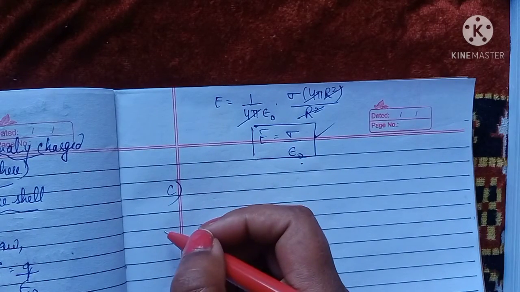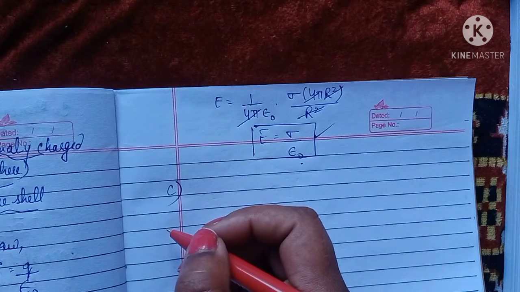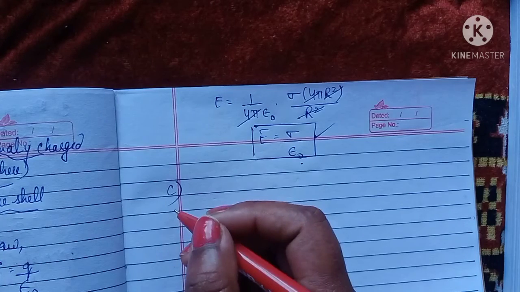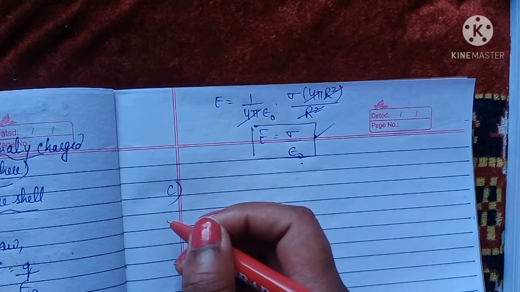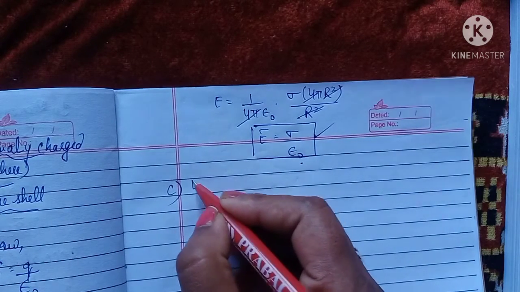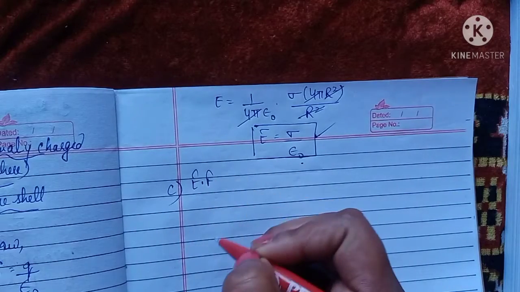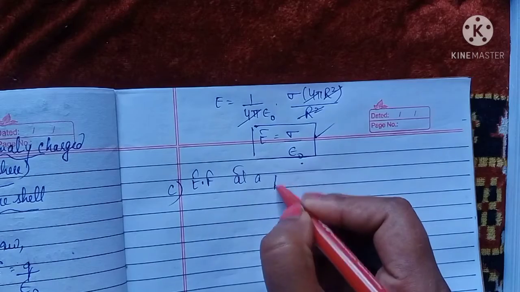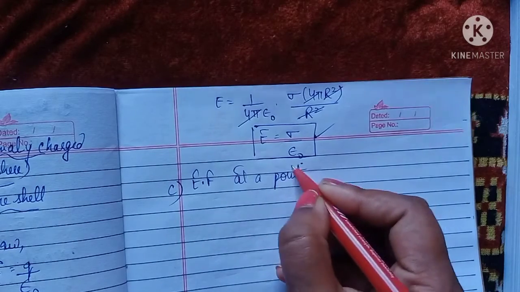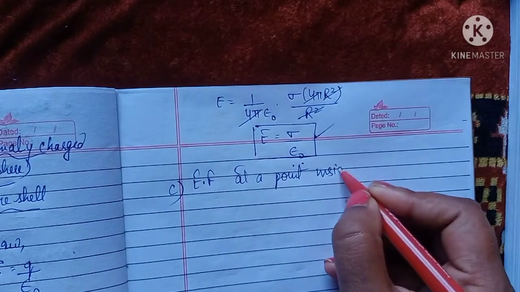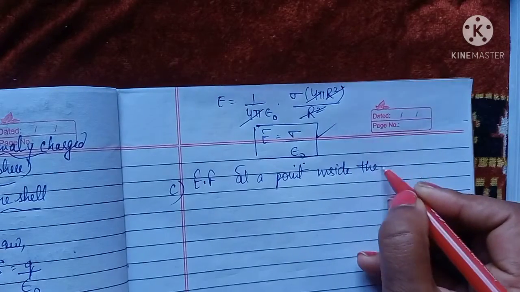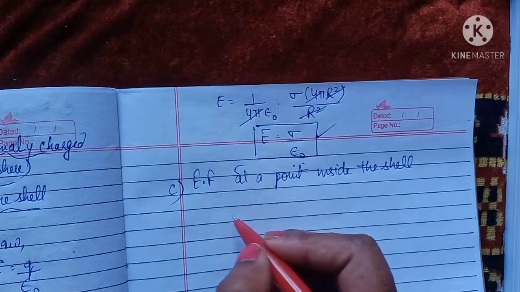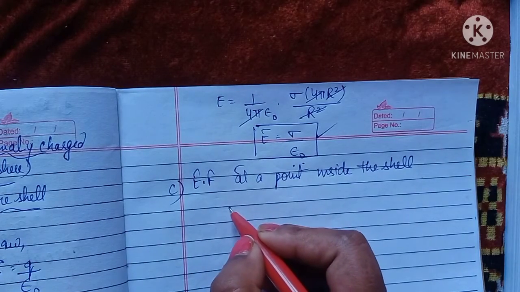Now the third case we have to discuss. What happens if we have to calculate the electric field at a point inside the spherical shell? What happens in that case? Let's do it. We have to calculate the electric field, right, for a point inside the shell. Now what about the point? The point lies somewhere inside the shell, not on the surface of the shell. So let's see how it begins.